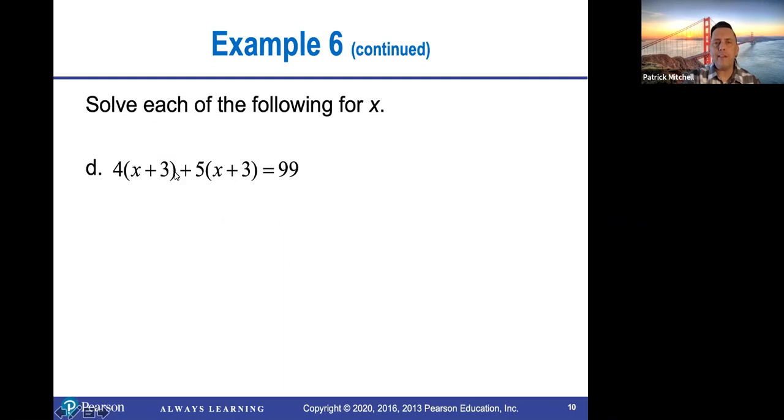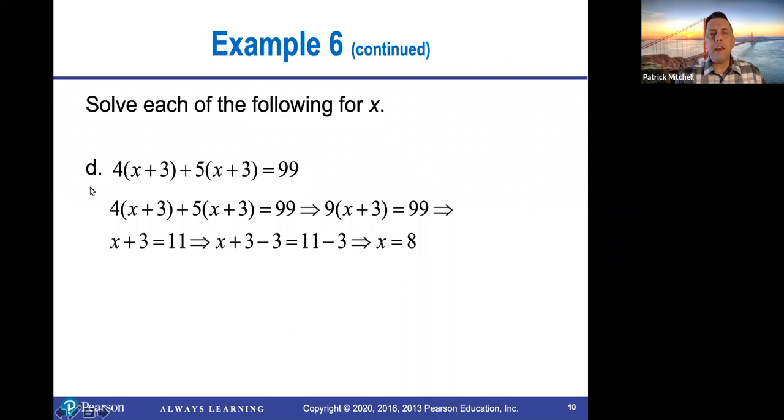This one is kind of similar to letter C. It's just that instead of having x's, we have x plus 3's. Now, the way they do this problem is one way to do it. It's not the only way. I could see somebody doing this a different way. They noticed that these x plus 3's are exactly the same, so we can actually combine these two expressions.